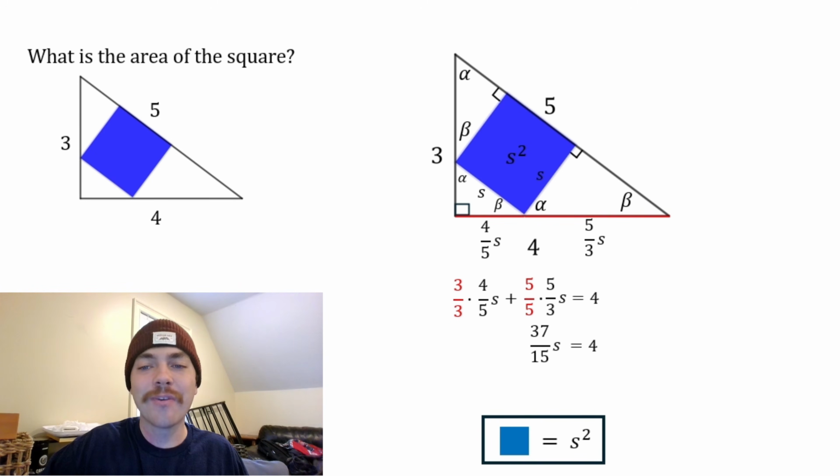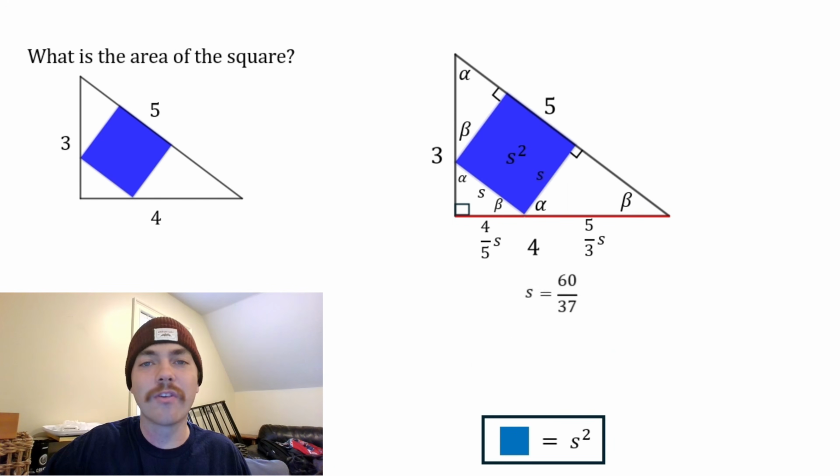We can finish solving this by multiplying both sides by 15 over 37. On the left side, that's all going to cancel and we're left with just s. And on the right side, we'll have 60 over 37. So s equals 60 over 37.